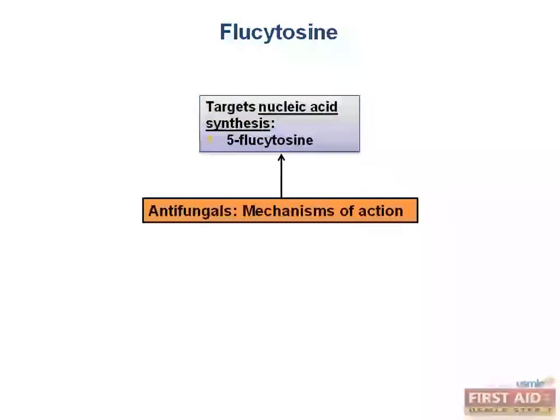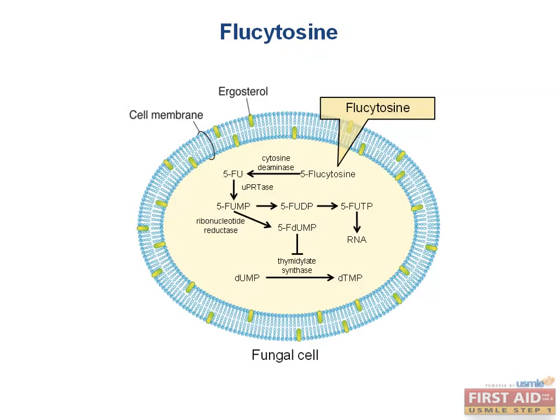So, flucytosine. This antifungal is frequently used with amphotericin B in systemic fungal infections, especially cryptococcal meningitis. This image illustrates the mechanism of action of flucytosine. Flucytosine penetrates fungal cells where it is deaminated by fungal cytosine deaminase to form 5-FU, which is fluorouracil. Mammalian cells do not convert it to 5-FU. 5-FU then inhibits thymidylate synthase, thereby preventing thymidine synthesis. This inhibits fungal DNA synthesis.